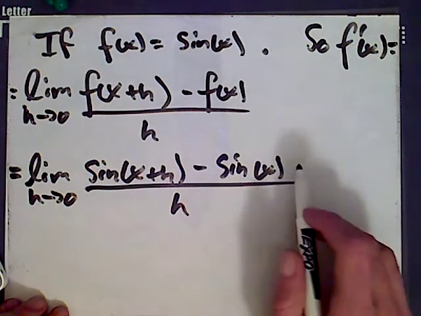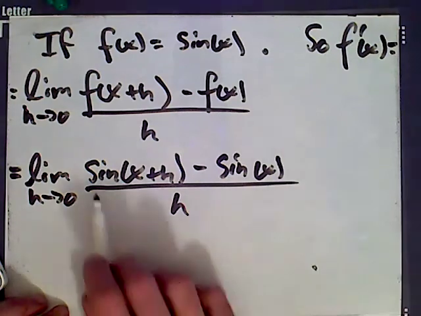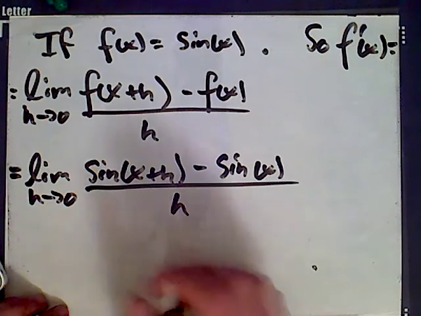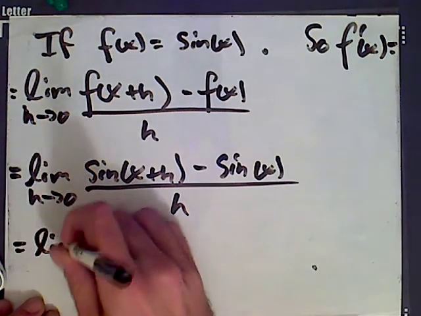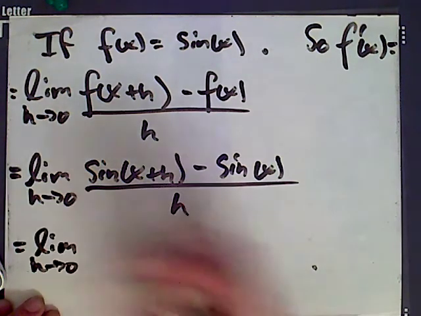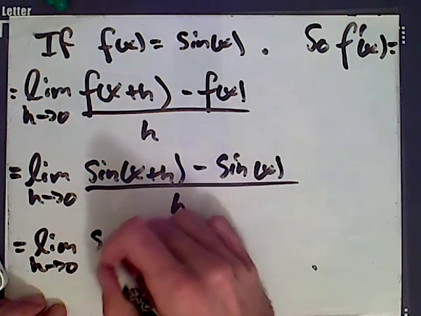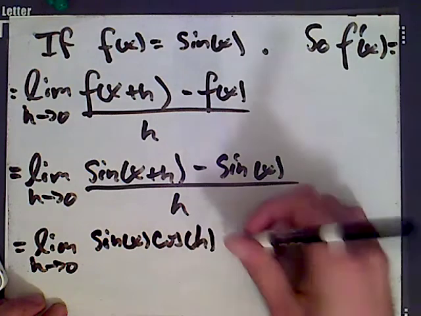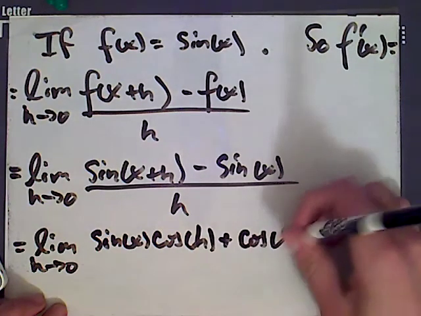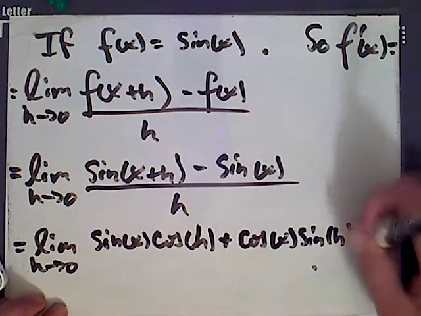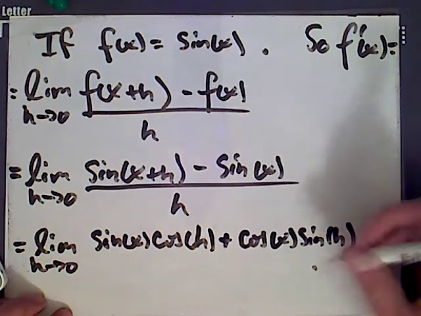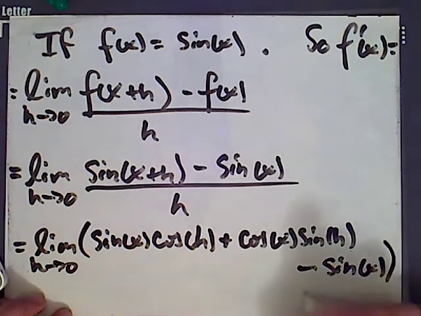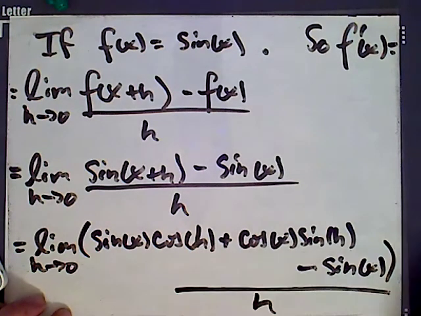So we want to change this expression. One way we can do that is by using the sum formula for sine, the sine of the sum of two angles. What that formula says, you can look this up in any textbook, is that sine of x plus h is sine x cos h plus cos x sine h. Then we have, let me write this down here, minus sine of x. And all of this is being divided by h.